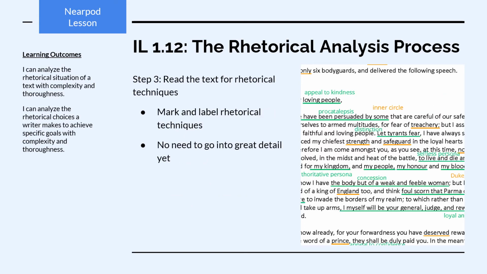Step 3, read the text for rhetorical techniques. Read the text a second time and mark and label the rhetorical techniques that you see. No need to go into great detail here, just label them like you've done in previous exercises.